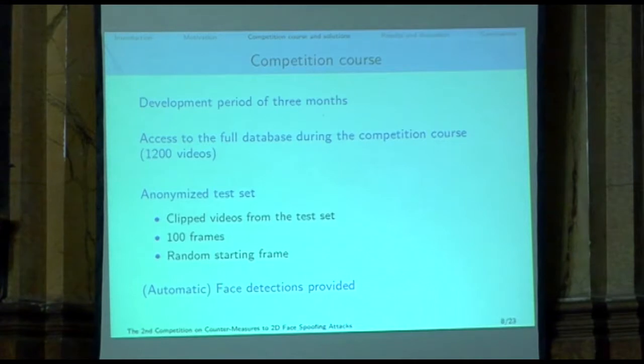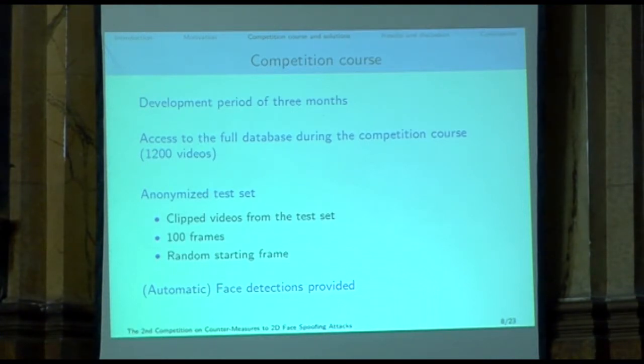So about the competition itself, the participating teams had a period of 3 months to develop their algorithms. During the course of the competition, they had access to the full database, so to 1,200 videos in the training, development, and test sets. However, to ensure that we have a fair competition, we provided an anonymized test set, which is only a clipped version of the videos from the original test set. These clipped videos contain 100 frames with a random starting frame from the original video.